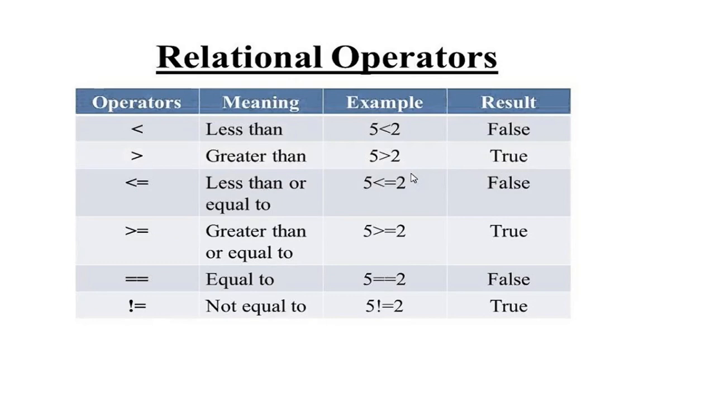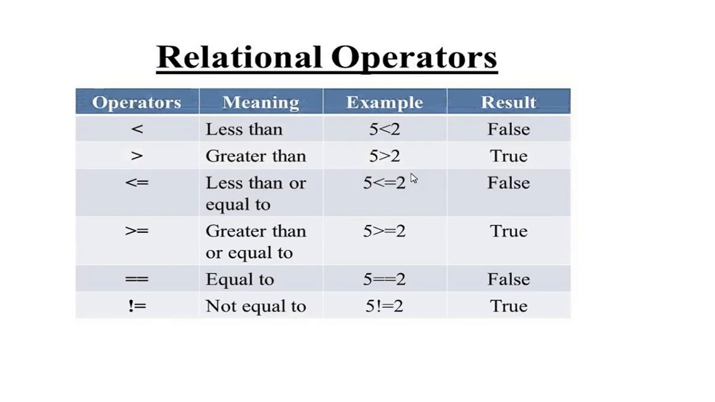Less than, greater than, less than or equals to, greater than or equals to, and double equals to. Single equals to is the assignment operator, and double equals to is the comparison operator, to compare whether these two are equal.